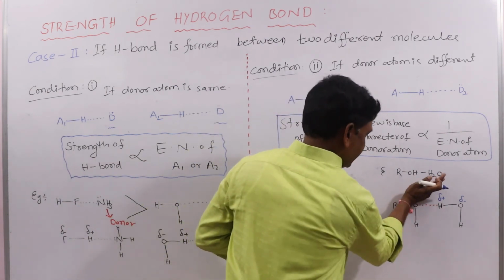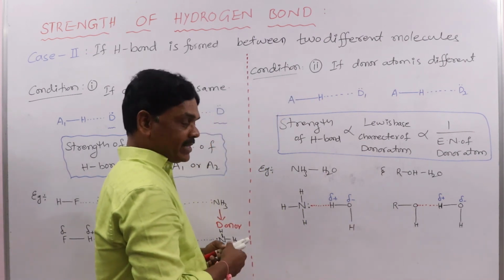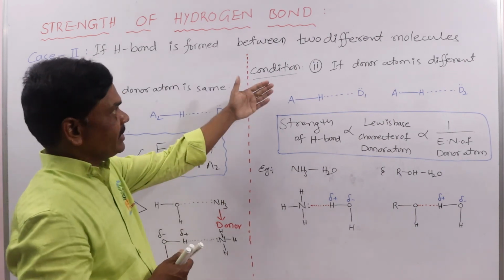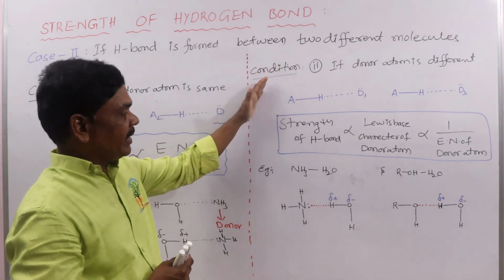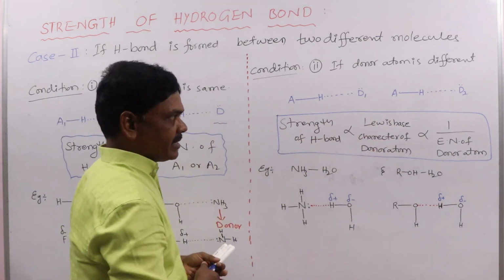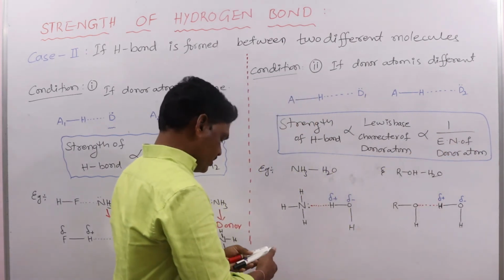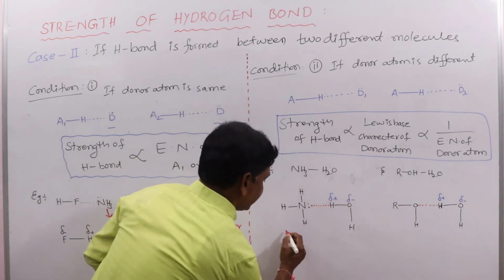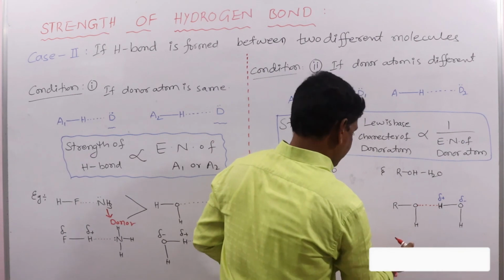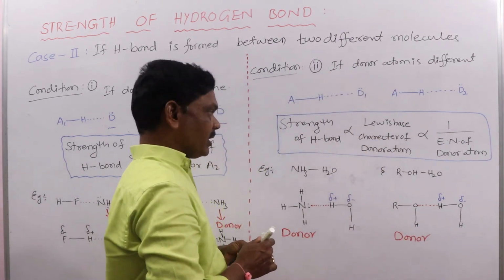So now between these two, which one's strength is more? The strength of this one is more. Okay, so now this is if the donor atom is different, so the strength of hydrogen bond is directly proportional to the Lewis base character of the donor atom, and inversely proportional to the electronegativity of the donor atom. So now in this case, this ammonia acts as the donor atom. Here, the alcohol acts as the donor atom.